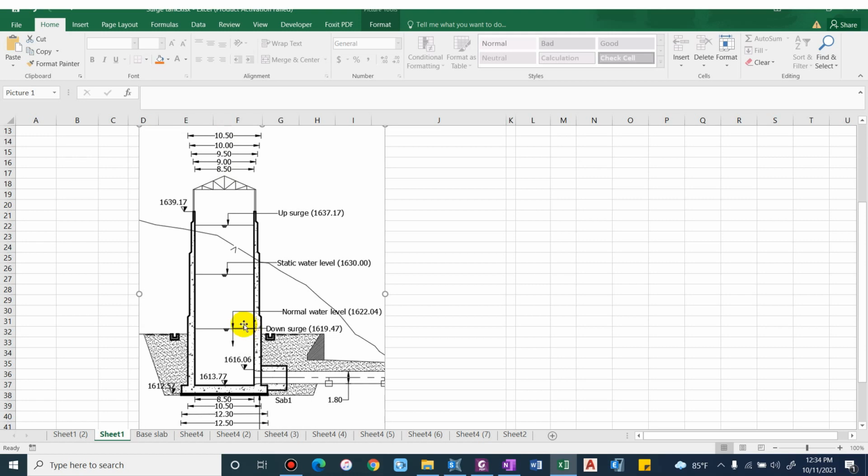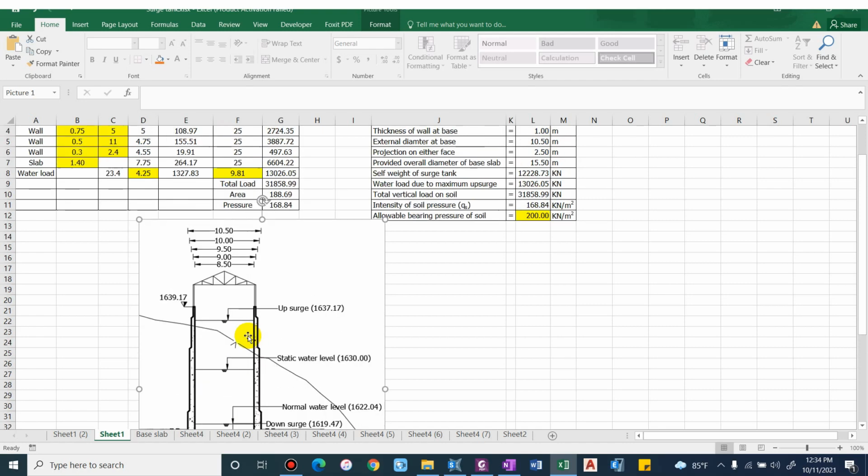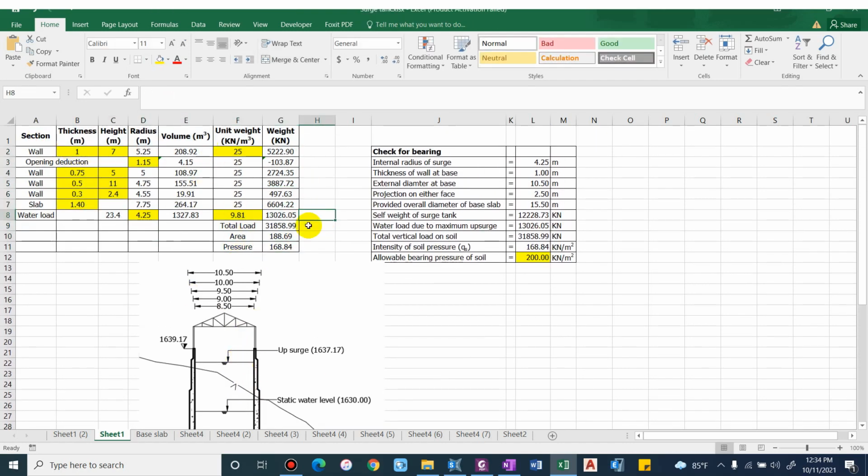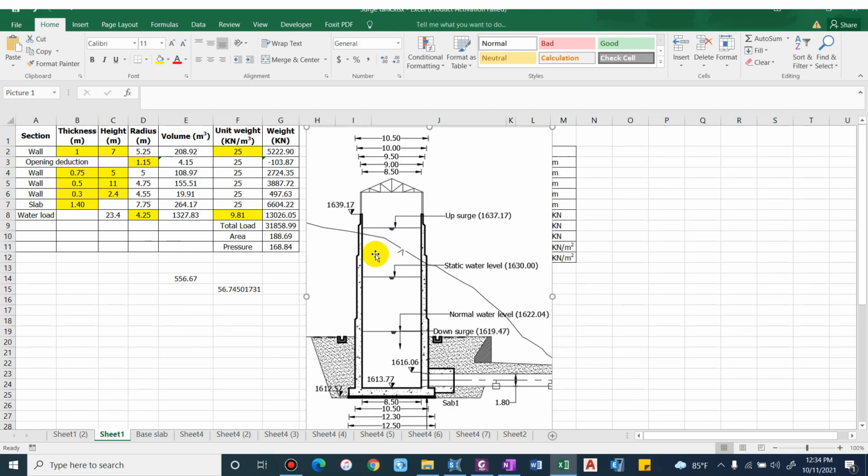Now for calculating the dead load, we'll consider all the parameters. Here I have prepared an Excel sheet and we'll compute the dead load. Firstly the wall: we'll consider the self weight of the wall at the base, and what is the exact size required for the circular water tank at the base.